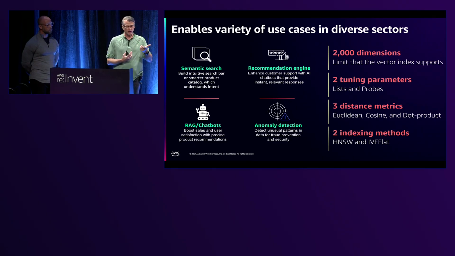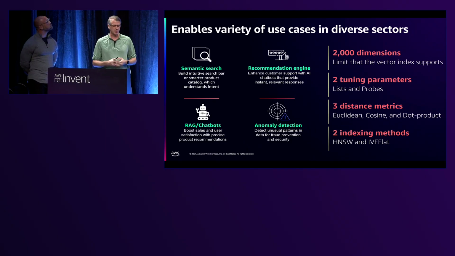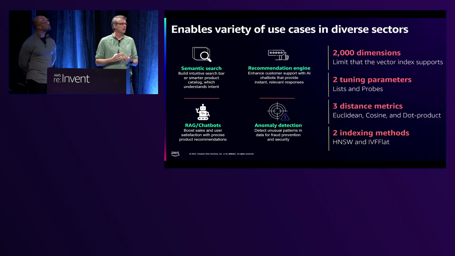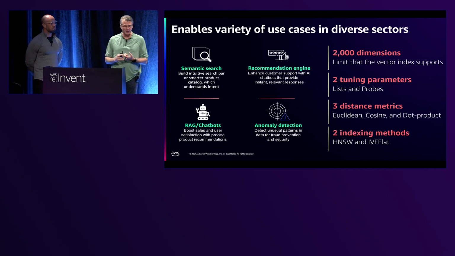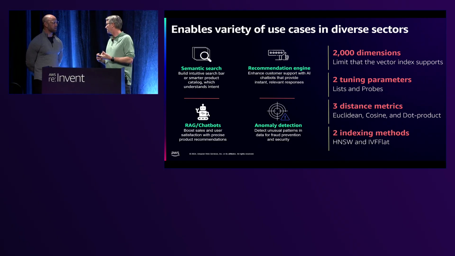At this point, we're going to dive into some more of these, but on the right-hand side there, you see a couple of statistics. We do currently support 2 different types of indexes on DocumentDB, hierarchical navigable small worlds, HNSW, and IVF flat. I'm impressed. I can never say it right the first time, so that's good.